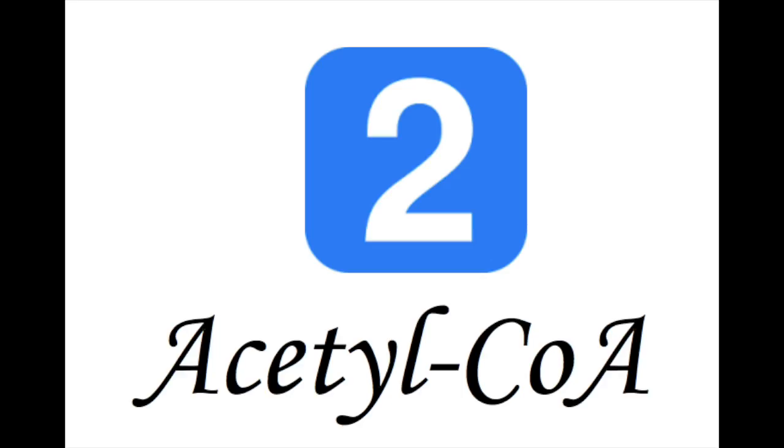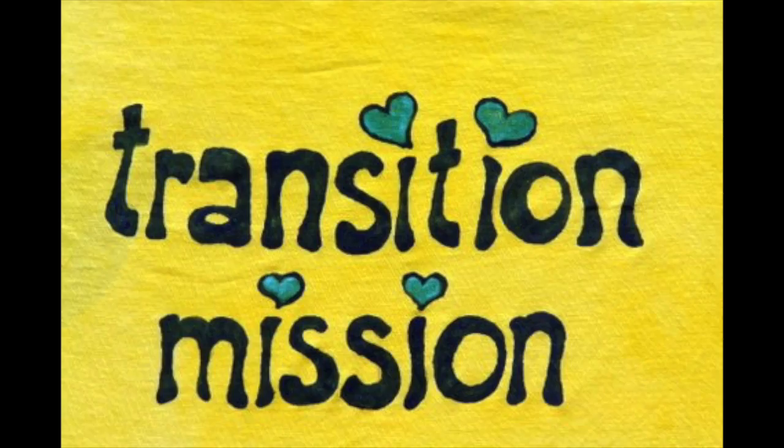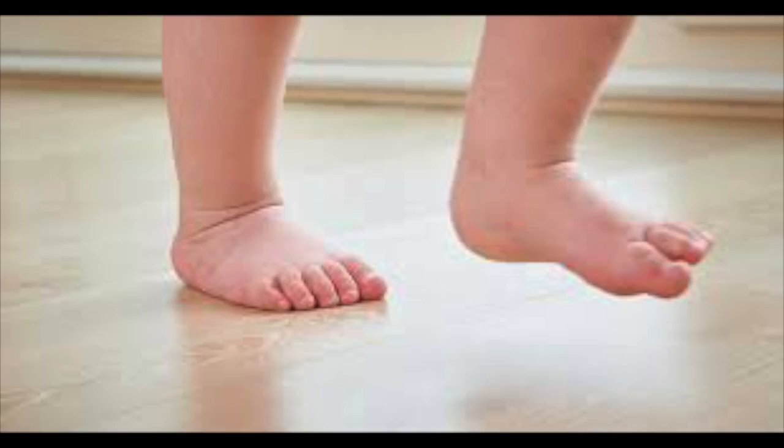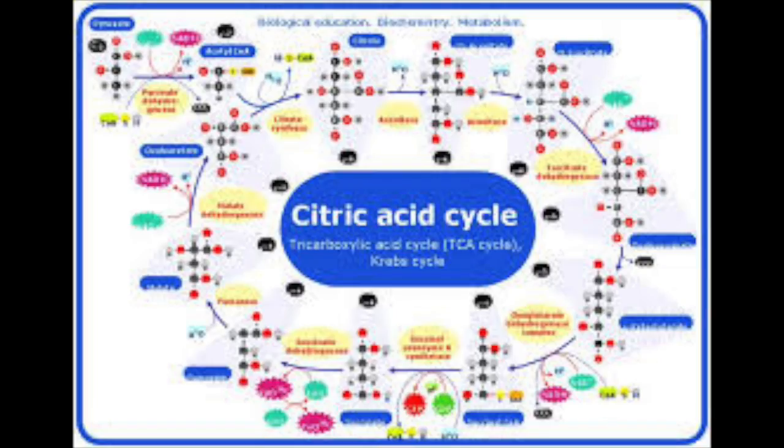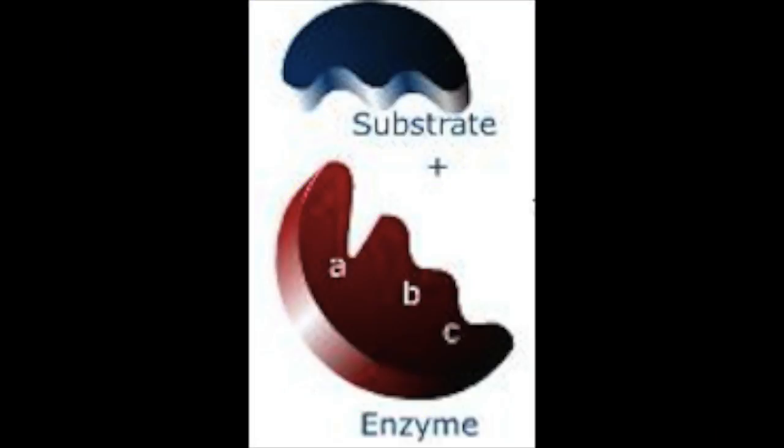As we move on into stage 2, the synthesis of acetyl coenzyme A, it can be called the transition stage because it is essential to connecting stage 1 to stage 3. It is also the first step in stage 3 known as the citric acid cycle, using itself as a substrate.